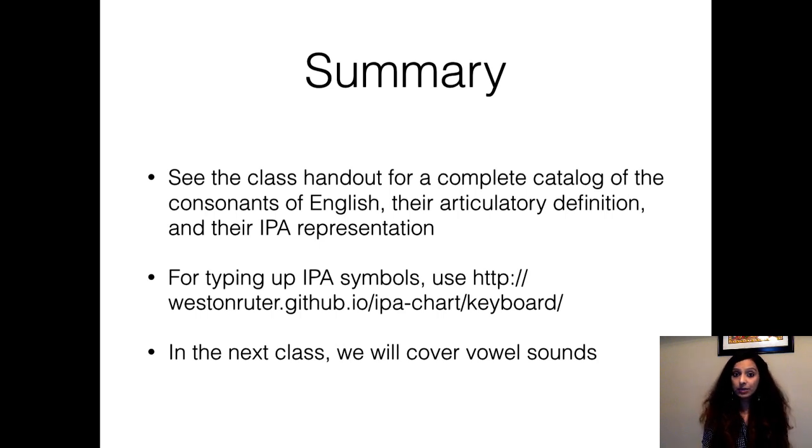It's going to be up on Blackboard, and that's going to be your friend. Keep it with you when you're going to do your assignment, as well as your pop quiz, and also it will be useful for you for the midterm. And I also have a resource over here for typing up IPA symbols, because you will be using this to type up your assignment. And so this is an example of a keyboard that you can use to type up each of these IPA symbols.